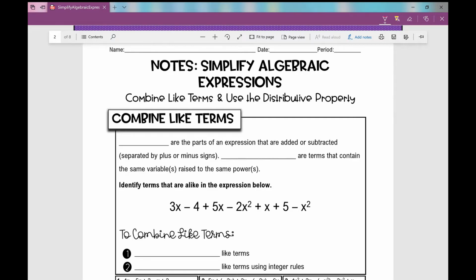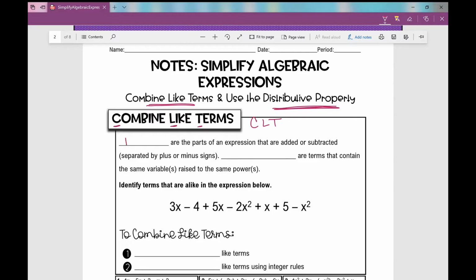Welcome to today's notes over simplifying algebraic expressions. In order to simplify algebraic expressions, today we're going to be combining like terms and using the distributive property. So let's go over what I mean when I say combine like terms. You also might see CLT, combine like terms.